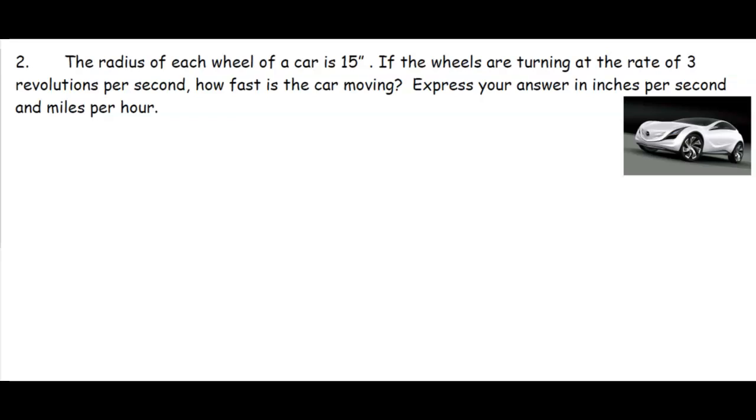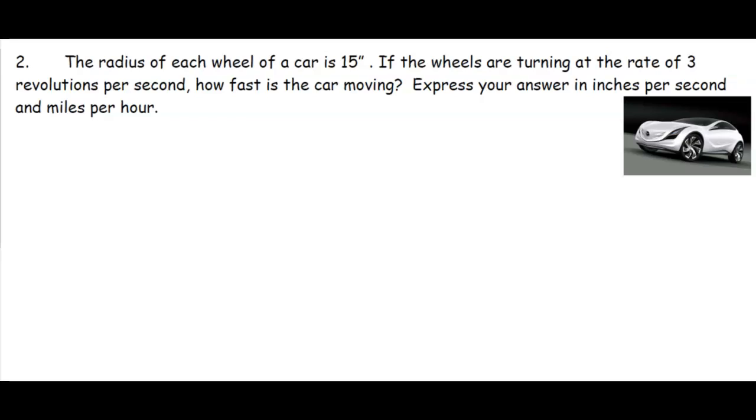We need to find the linear speed of this car. They want us to express our answers in inches per second and in miles per hour. So how fast is the car moving? The radius of each wheel is 15 inches. So we're going to use our circumference.